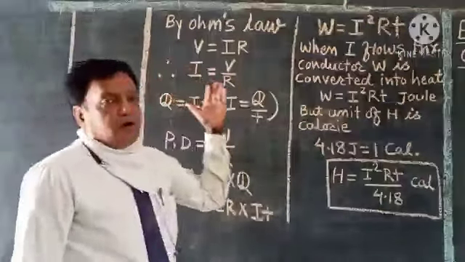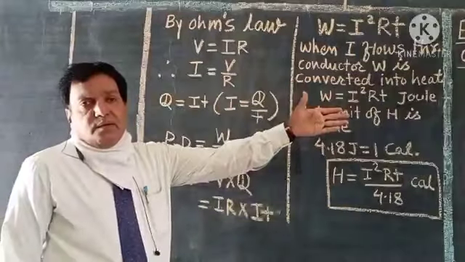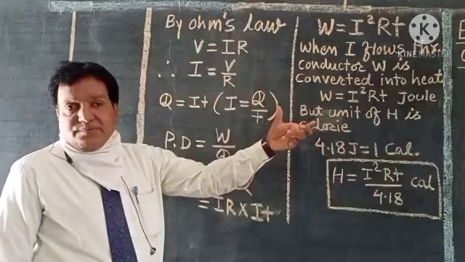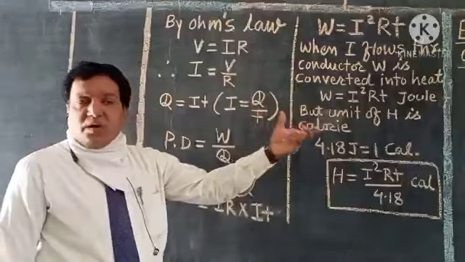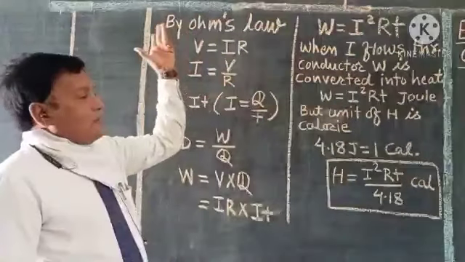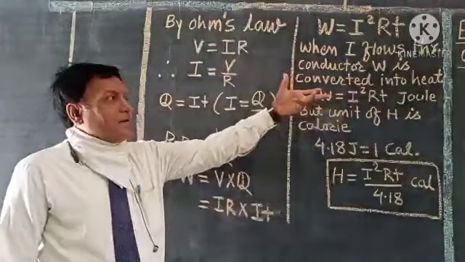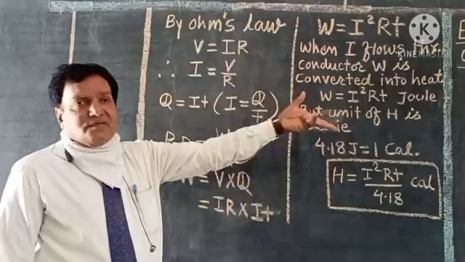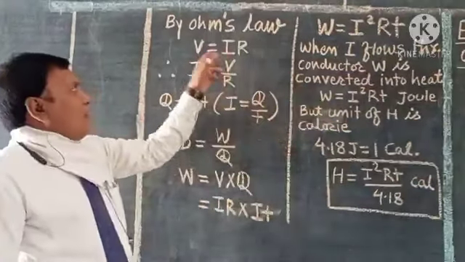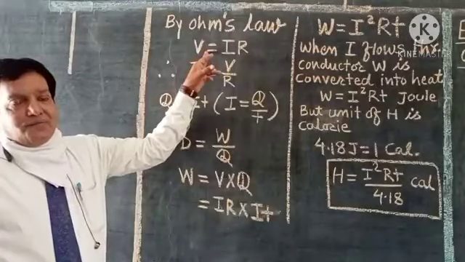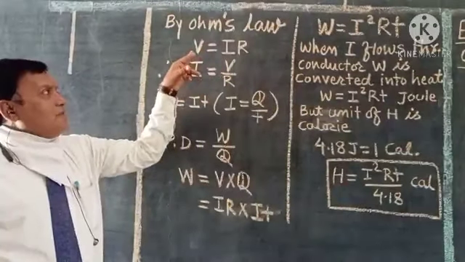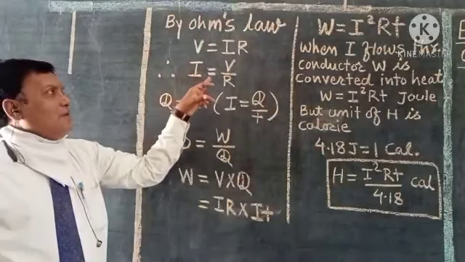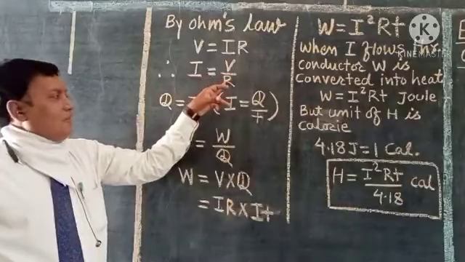See here what we have assumed there. We have assumed one electric circuit. V is the potential difference or voltage applied across two ends of a conductor, I is the current flowing through the conductor, and R is the resistance of the conductor. Then by Ohm's law, V is equal to IR, and from the same expression, I is equal to V upon R.